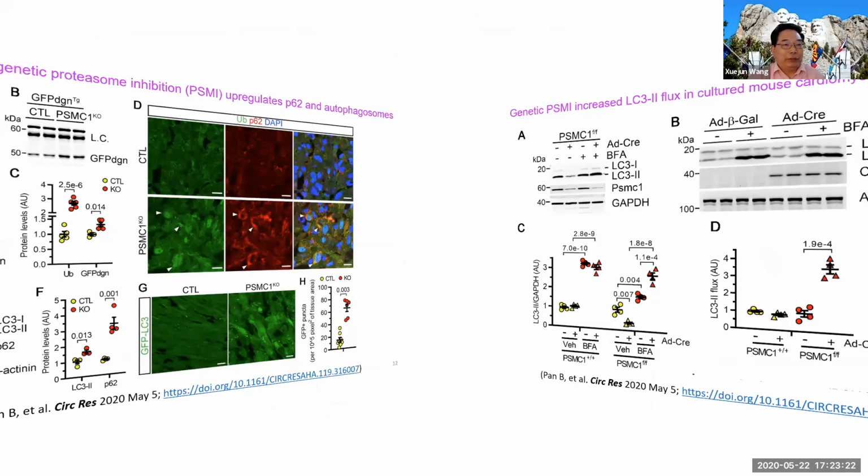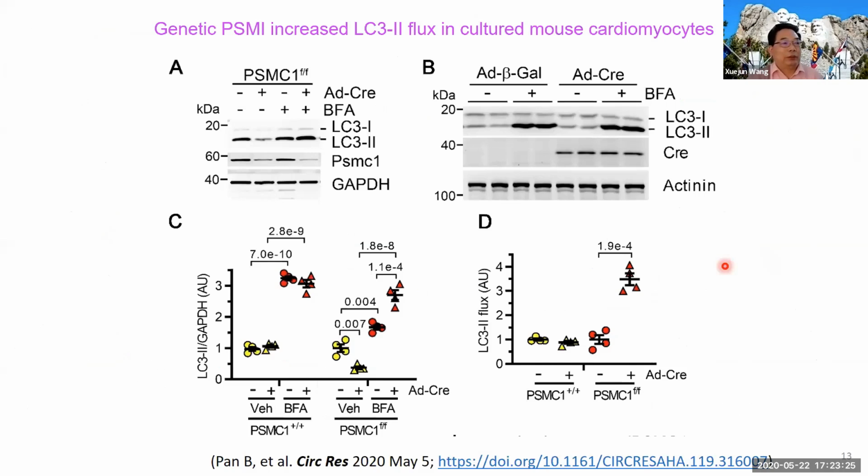Since the increased LC3 in the heart could be due to two potential causes, one is the increased formation of autophagosome, or increased formation of LC3, or decreased removal of autophagosome. There will be two completely different statuses in terms of the autophagic lysosomal pathway. So to differentiate that, we had to do this so-called autophagic flux assay. It's very essential to do that.